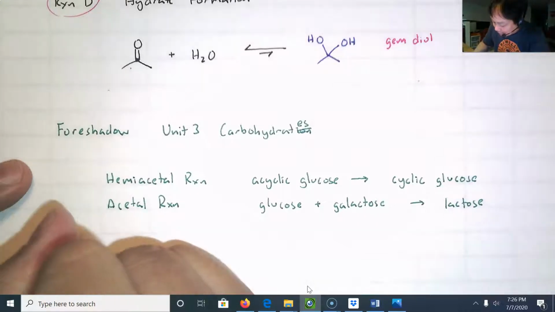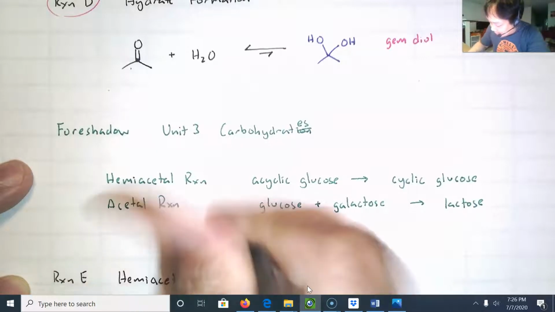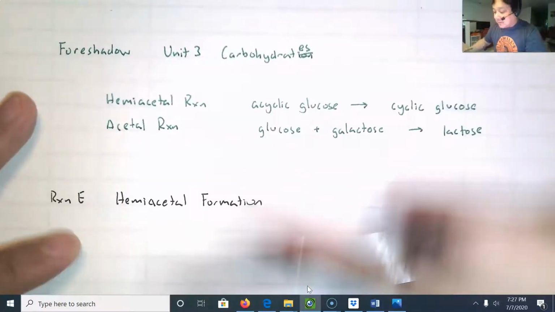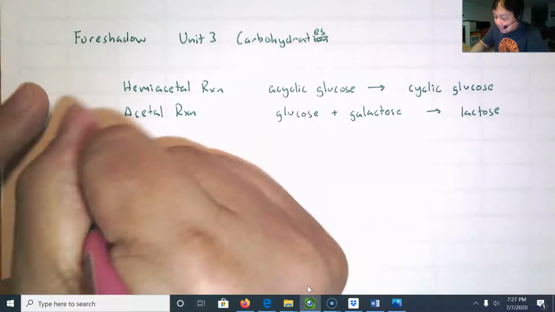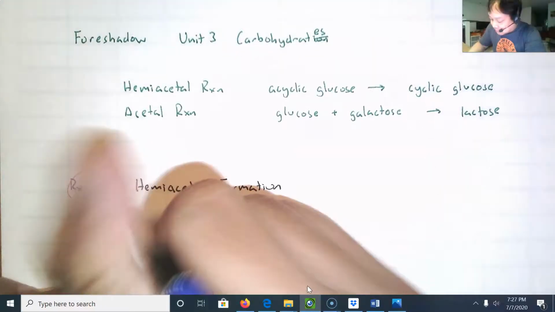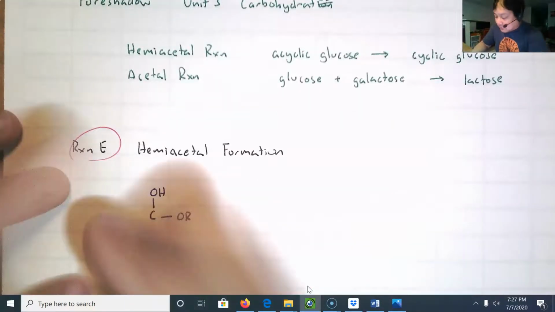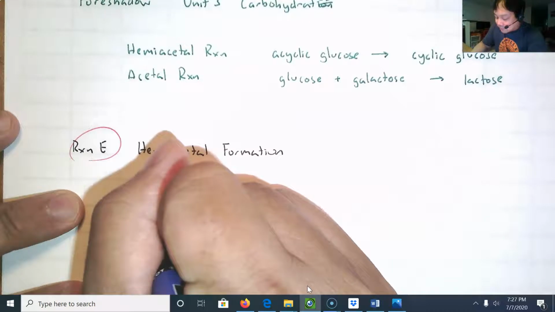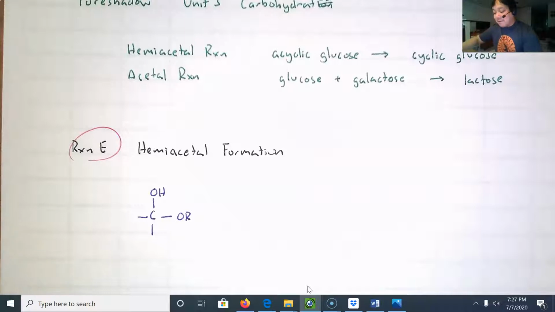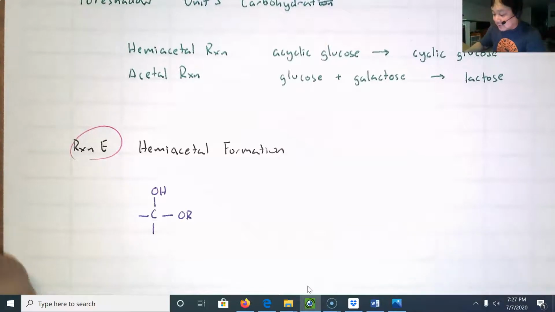This is going to be reaction E, hemiacetal formation. Hemiacetal is a molecule that has a carbon attached to a hydroxyl group and what's called an alkoxy group. The other two bonds could be to another carbon or to hydrogen. I'm not worried about that. This is a hemiacetal. Hemi meaning half, so we could also think of this as a half acetal, but we'll see what an acetal is in just a bit.